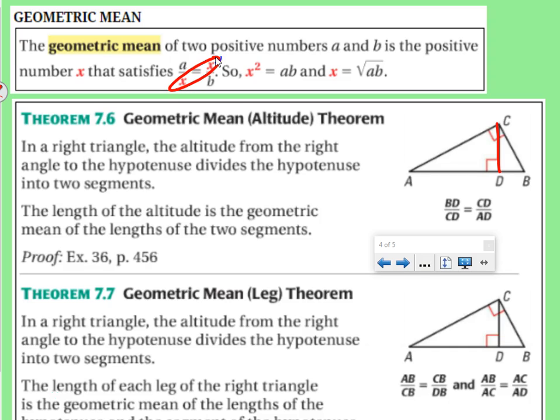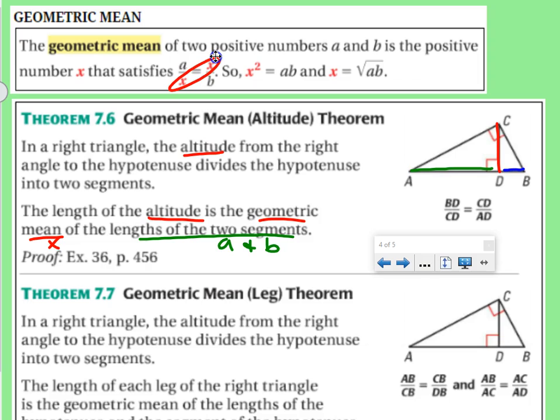So reading through this, in a right triangle, the altitude from the right angle to the hypotenuse divides the hypotenuse into two segments, segment 1, segment 2. The length of the altitude, the red segment, is the geometric mean. So when it's the geometric mean, that means it's the x of the lengths of the two segments. So the lengths of the two segments would be your a and b.